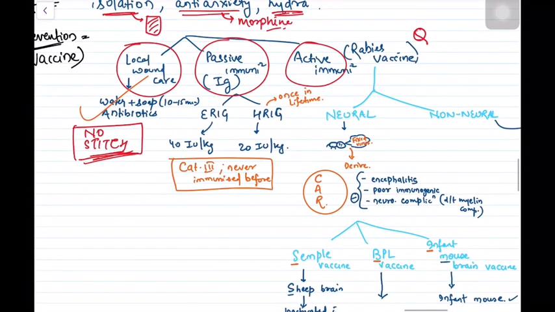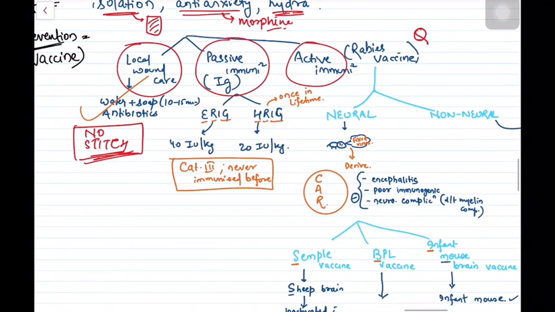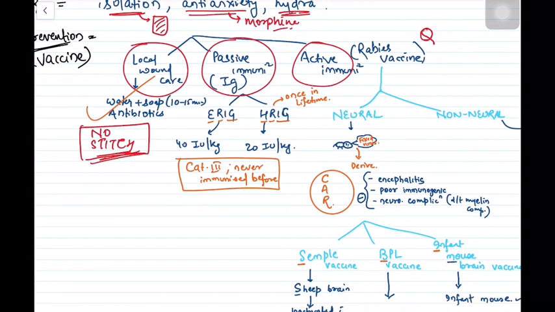Then passive immunization. You will give immunoglobulin. Either it can be equine rabies immunoglobulin or human rabies immunoglobulin. For equine rabies immunoglobulin, the dose is 40 international unit per kg, while for HRIG it is 20 international unit per kg, and this is given only once in a lifetime. So to whom will you give this immunoglobulin? If it is a category 3, which we will talk about, and to the person who is never immunized before, to those persons you can give human rabies immunoglobulin.